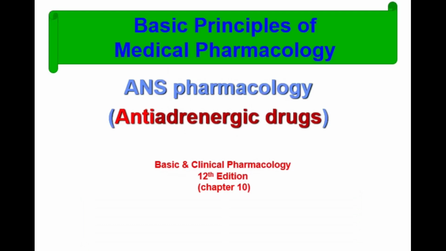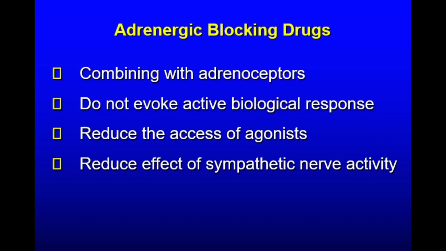Today we are going to describe the pharmacological action of adrenoceptor antagonists. By combining with the adrenoceptor, the antagonists reduce the access of the natural agonists noradrenaline and adrenaline to the receptor. Therefore, they reduce the effect of sympathetic nerve activity.